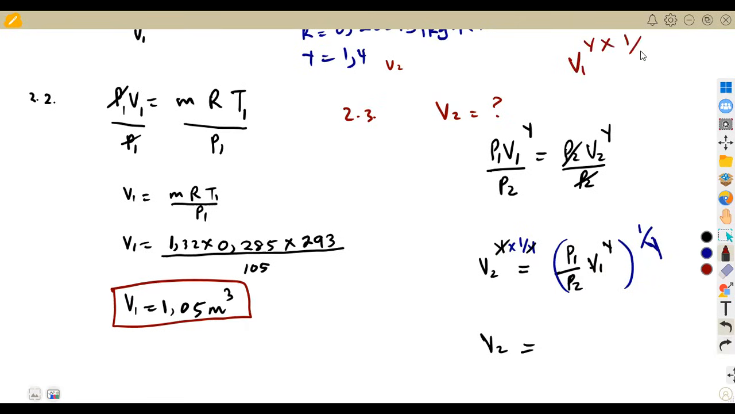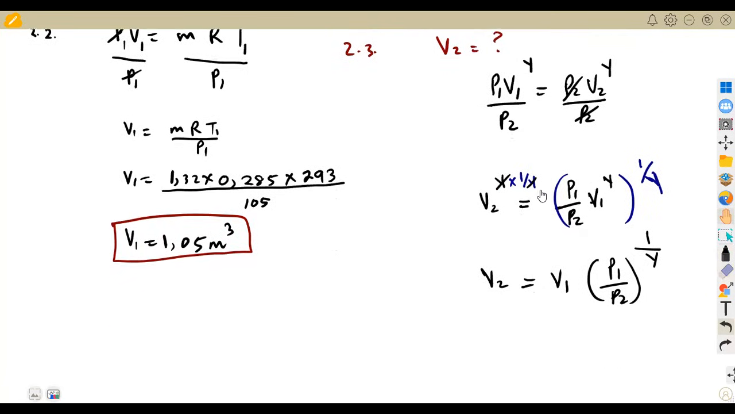Then we multiply by 1 over gamma, which is this one. As you can see, this will cancel. We are left with V1 to the exponent of 1, which is V1. But for the pressure, we do not have the exponent there. So it is going to remain as P1 over P2, everything being raised to the exponent of 1 over gamma like that. All right, so that is how we can manipulate our formula.